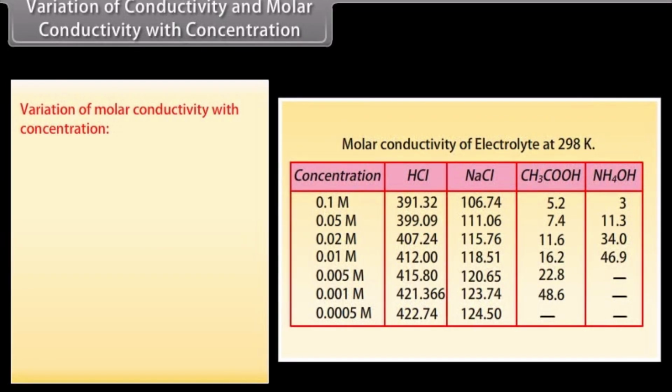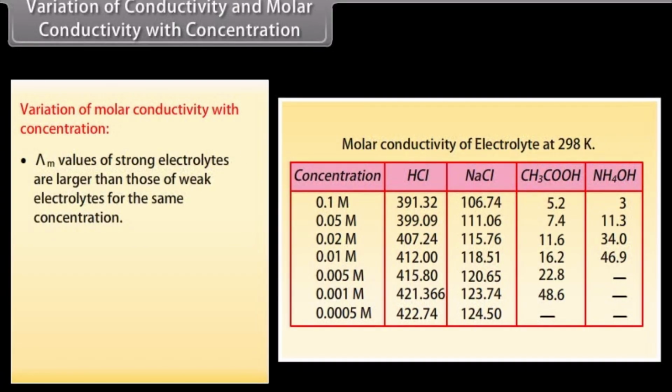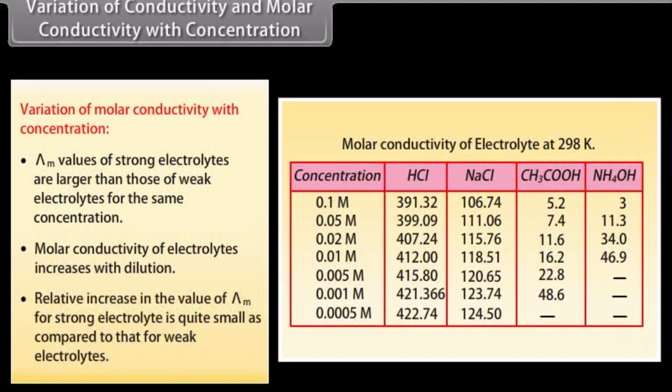Variation of molar conductivity with concentration. Lambda m values of strong electrolytes are larger than those of weak electrolytes for the same concentration. Molar conductivity of electrolytes increases with dilution. The relative increase in the value of lambda m for strong electrolytes is quite small as compared to that for weak electrolytes.